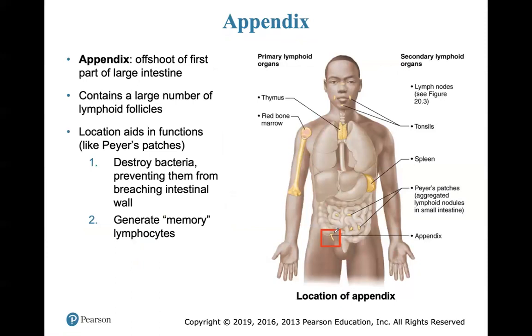Third is the appendix. What is the appendix? The offshoot of the first part of the large intestine. We see this tiny organ contains a large number of lymphoid follicles. Its location aids its function, which means they also generate memory lymphocytes. They also have the mucosa or the MALT present in them. Therefore, they also generate memory lymphocytes, and they mainly destroy bacteria or prevent microorganisms from reaching the intestinal wall.